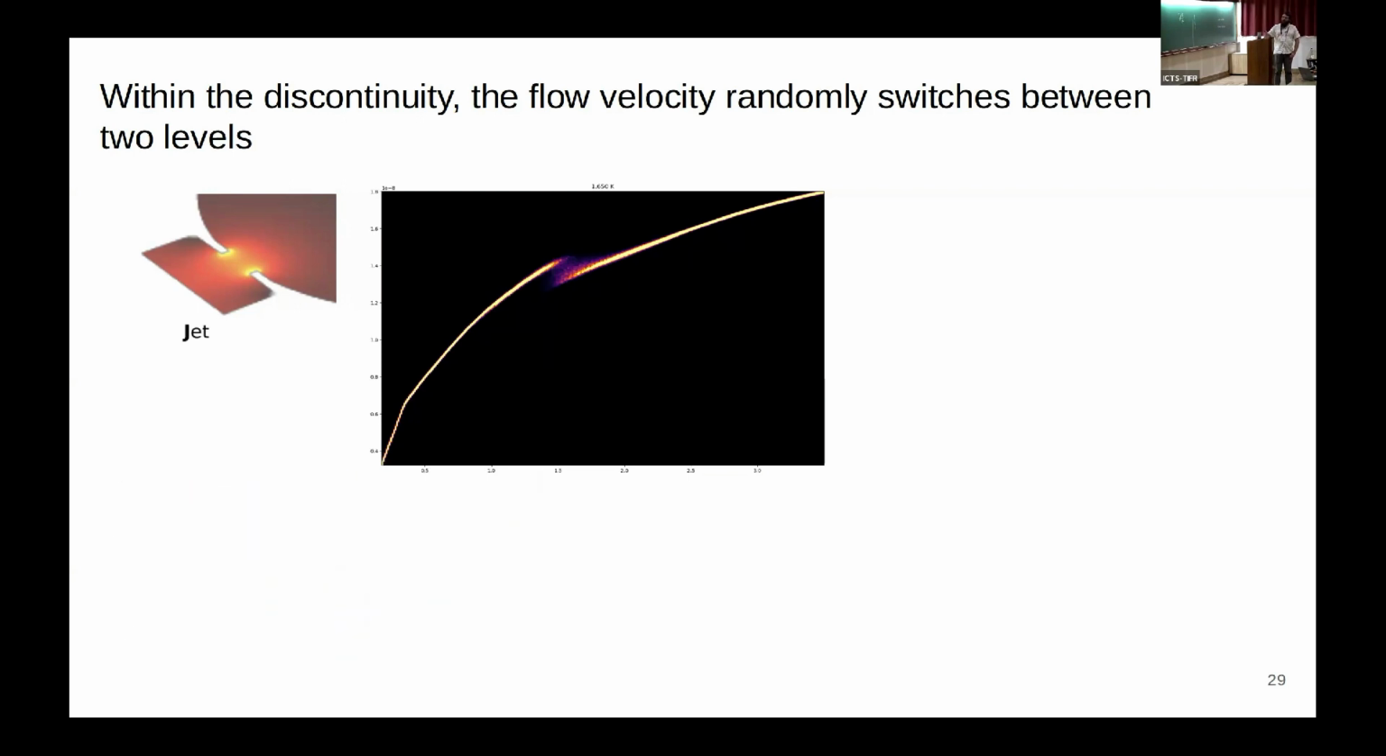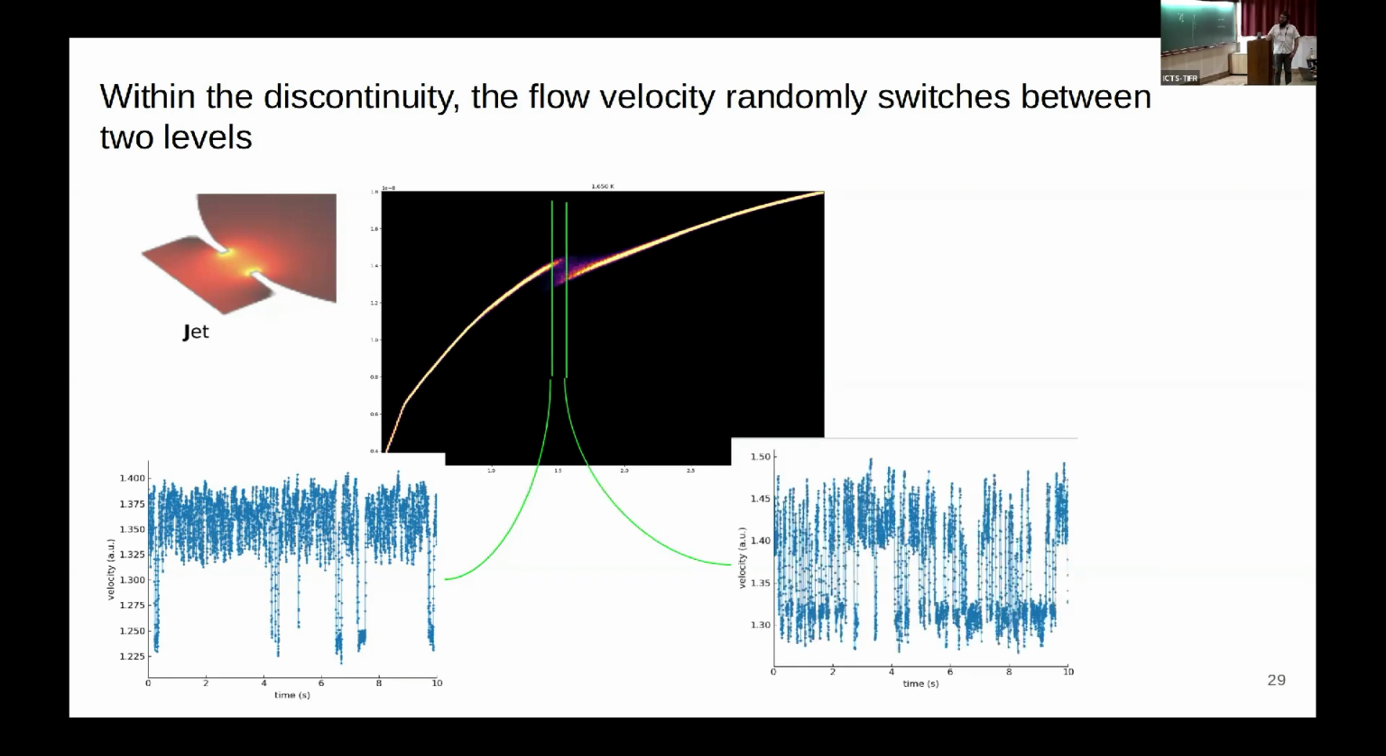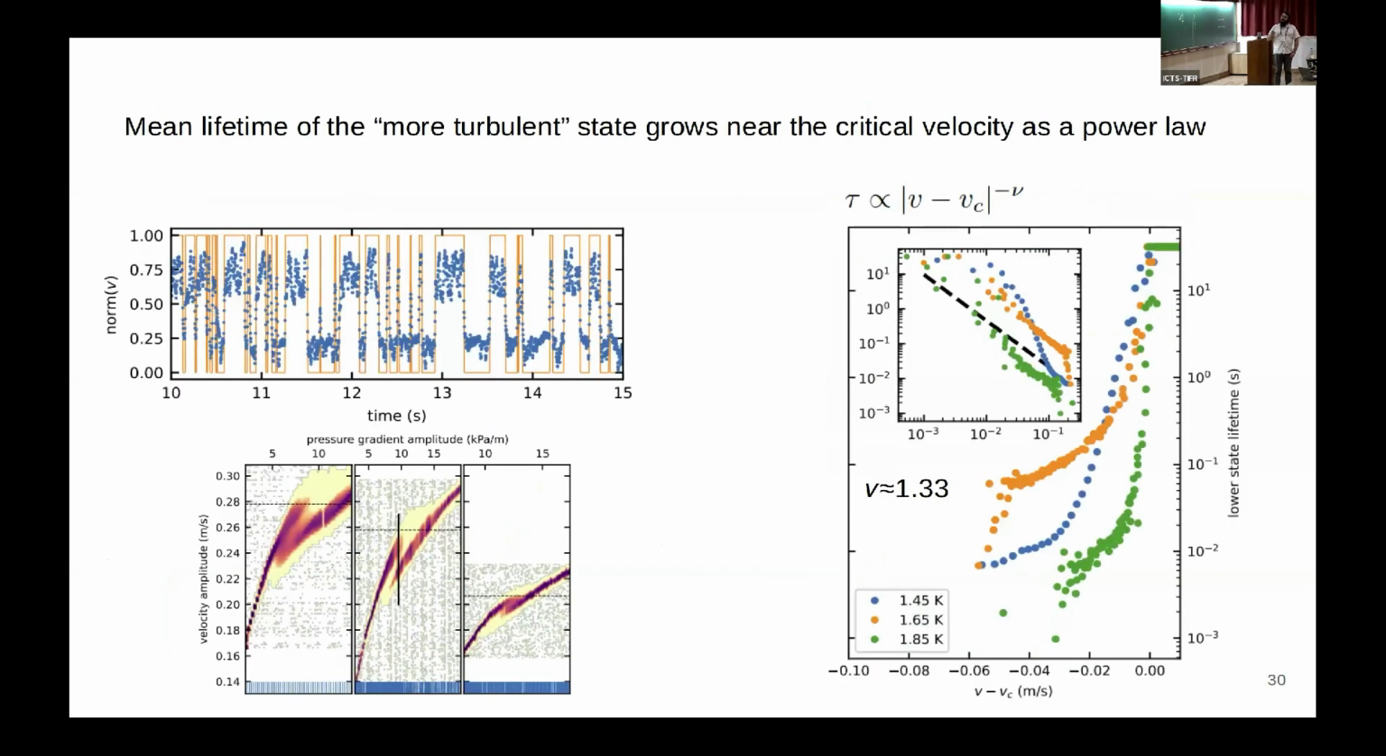So now this doesn't show the vortex line density as a function of velocity. This shows the velocity as a function of driving pressure gradient. So as we approach this discontinuity, we see intermittent jumps between two stable values of peak velocity, where the lifetimes are changing.